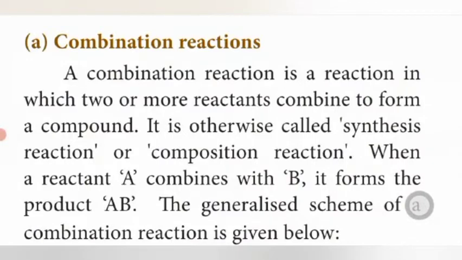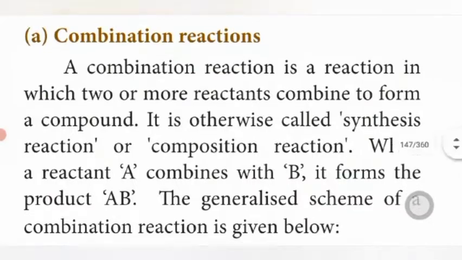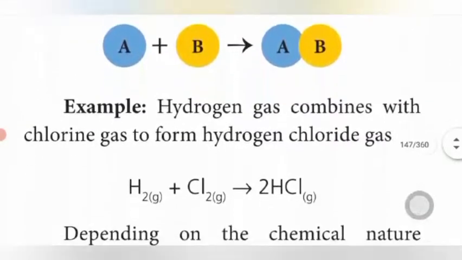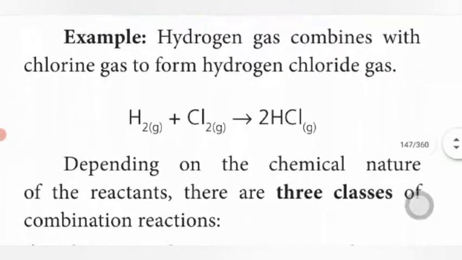This reaction is otherwise said to be synthesis reaction and composition reaction. Example of combination reaction: hydrogen gas reacts with chlorine gas to form 2HCl. Hydrogen gas and chlorine gas are the two reactants. Two reactants combine to form a single product. What is the product? Hydrochloric acid.